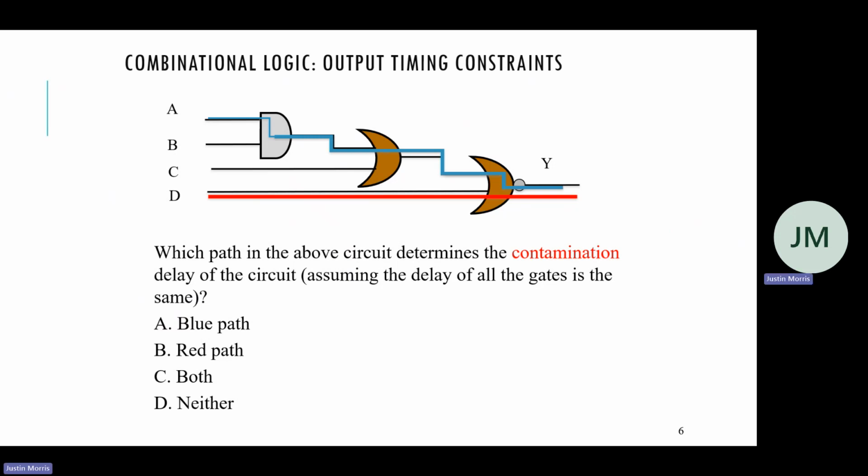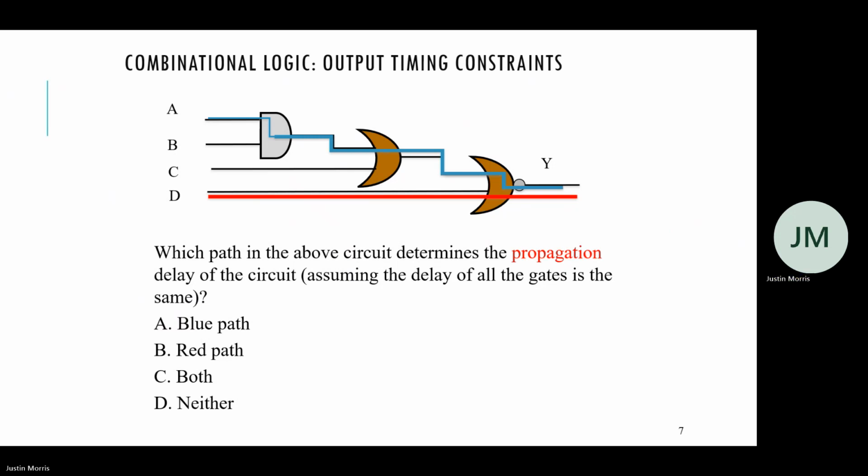Because it's only going through one gate. So it's the minimum time between one of the inputs changing and the output starting to change. If D changes, the output will start to change if this NOR gate evaluates to a different value than what Y currently is. So it is B, the red path.